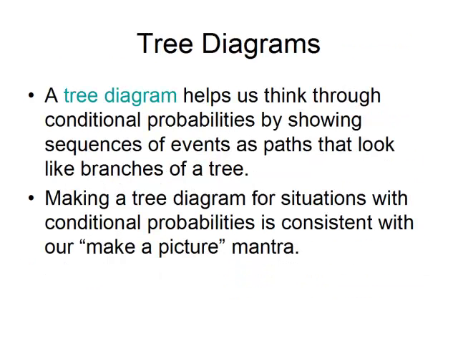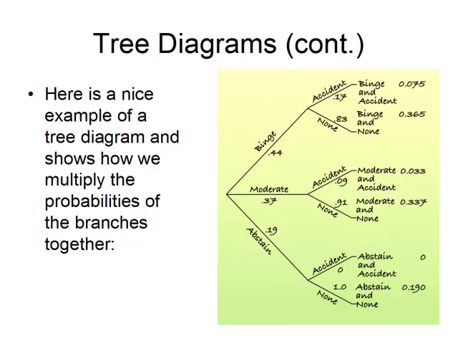A tree diagram helps us think through conditional probabilities by showing sequences of events as paths that look like branches of a tree. Making a tree diagram for situations with conditional probabilities is consistent with our make a picture mantra. Here's a nice example of a tree diagram and how we multiply the probabilities of the branches together. We have a first event, whether they binge drink, are moderate drinkers, or abstain. And then the second event is, have they had an accident or not?